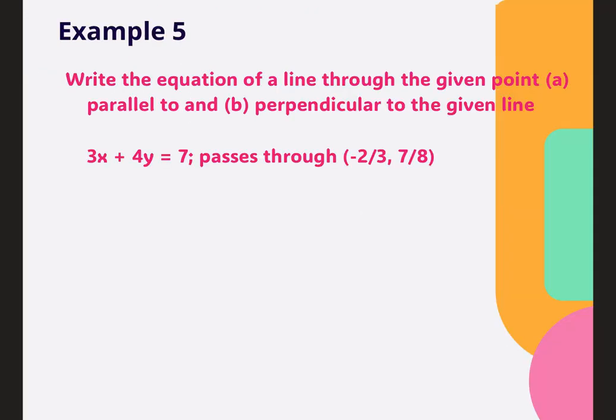All right, the last question, and I will say that this is where people make the most mistakes. It says, write the equation of a line through the point that is A, parallel and B, perpendicular to the given line. This is 2 questions built into one. One, the lines are parallel. Two, the lines are perpendicular.